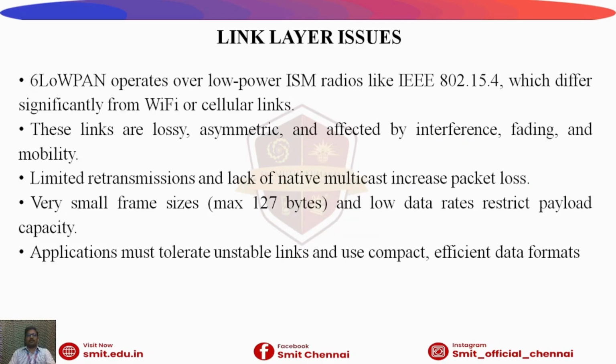First, we will discuss the link layer issues. 6LoWPAN operates over IEEE 802.15.4 radios, which have very small frame sizes and low data rates. These links are lossy, asymmetric, and affected by interference and fading. Multicast support is limited and retransmissions are restricted. Applications must therefore tolerate unreliable links and minimize packet size. Efficient encoding and reduced control overhead are essential.